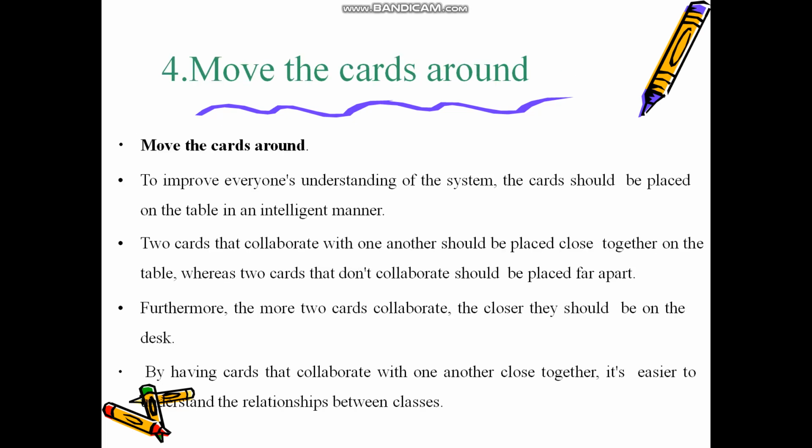Fourth, move the cards around. To improve everyone's understanding of the system, the cards should be placed on the table in an intelligent manner. Two cards that collaborate with each other should be placed close together on the table, whereas two cards that do not collaborate should be placed far apart. Furthermore, the more two cards collaborate, the closer they should be on the desk. Having the cards that collaborate with one another close together makes it easier to understand the relationship between the classes. Those cards which are closer to the particular class are easier for the user to understand.